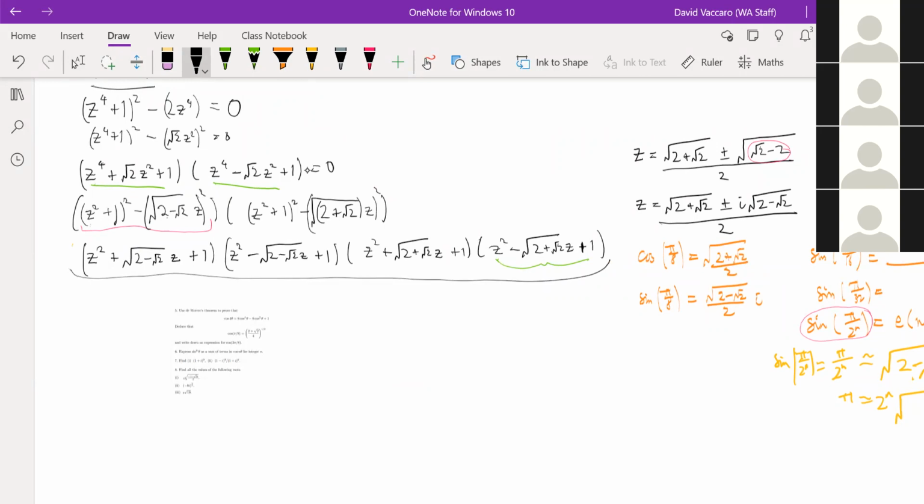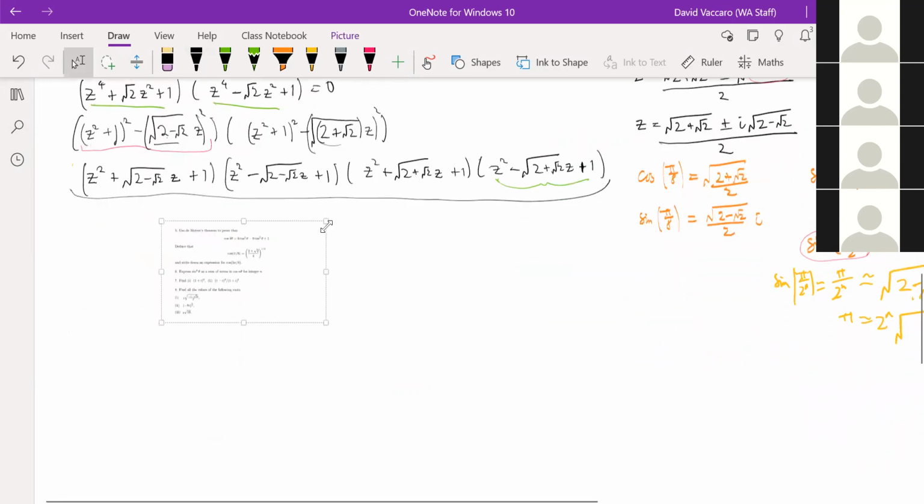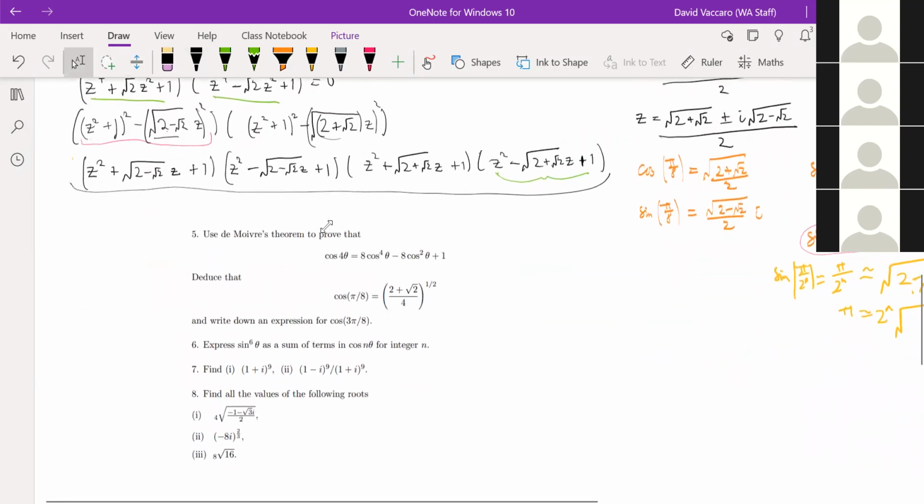It would have been worthwhile to have found all of the roots, and then to be clear about which of the roots is going to be the principal one, the one with argument pi over 8. And then I'll also try and write up the recurrence of the nesting of the square roots. Okay, let's move on to a de Moivre's theorem question.